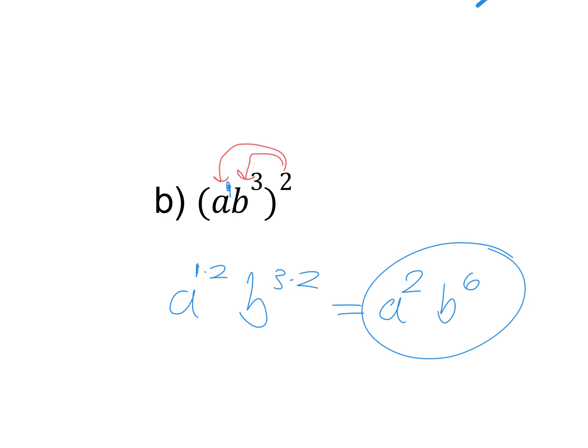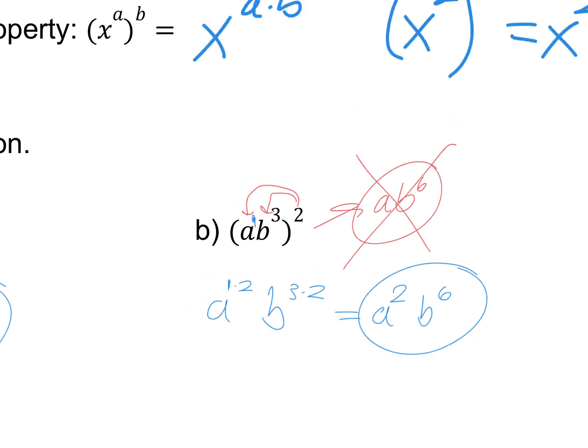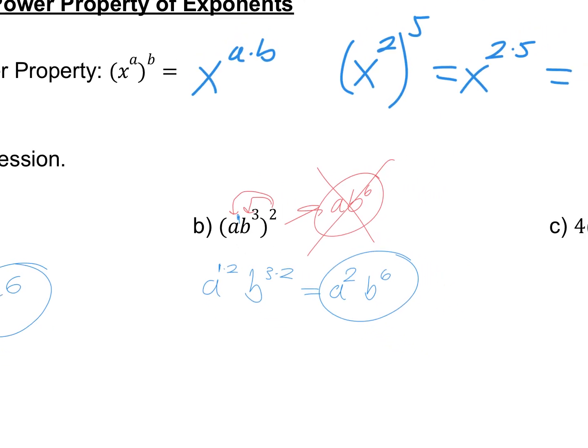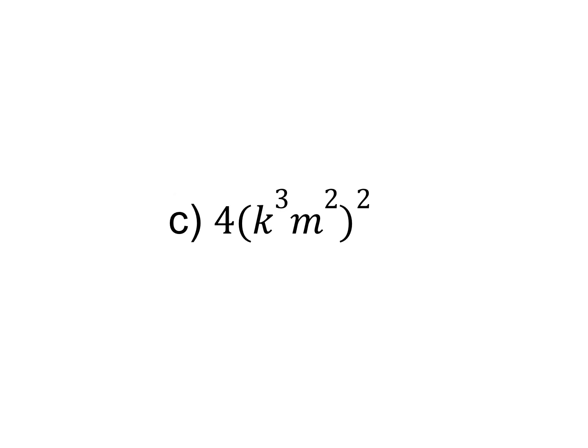The most common mistake I will see is people will get this problem and their final answer will be a times b to the 6th. They'll forget to distribute it to the a because all they see is the b exponent. But that is incorrect. You need to distribute it to both terms, or both variables in the term. Okay, very important. Let's take a look at this example C.